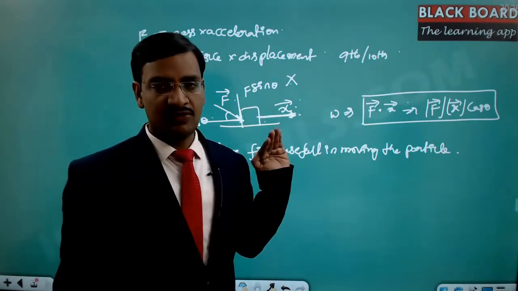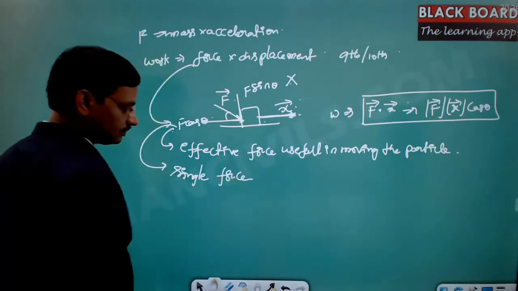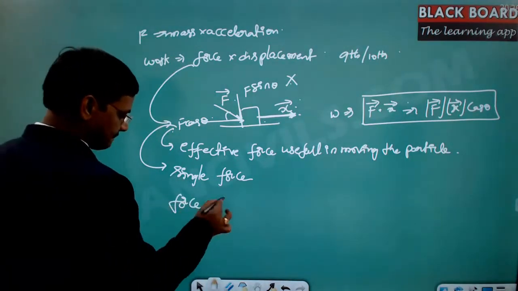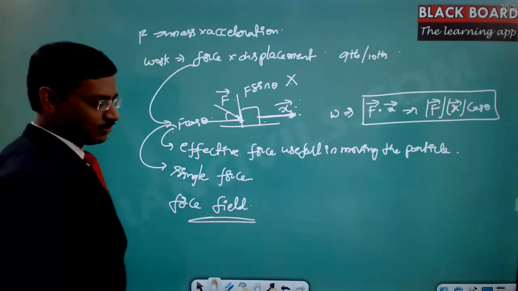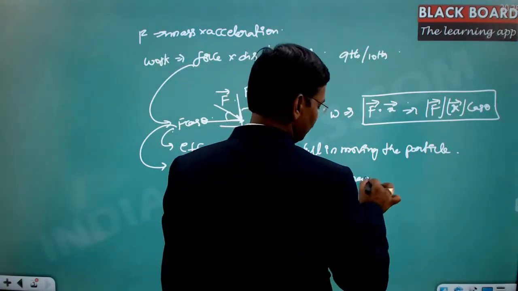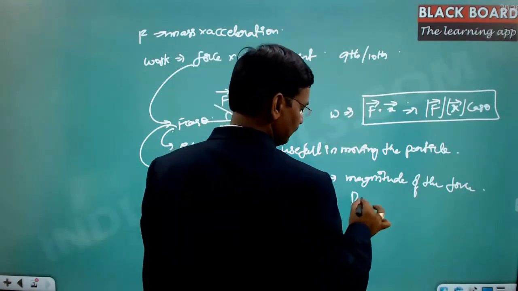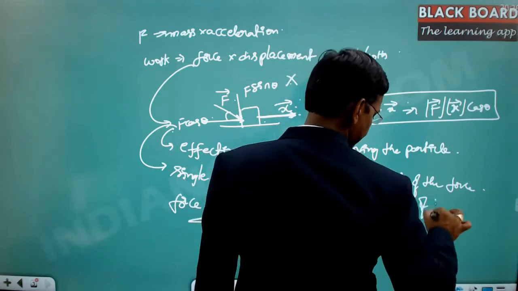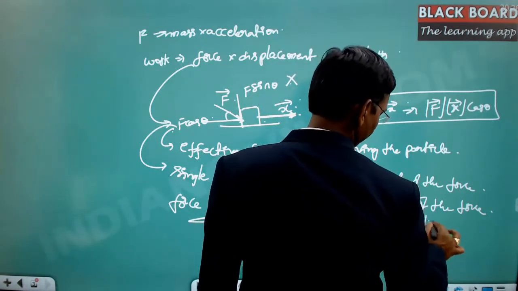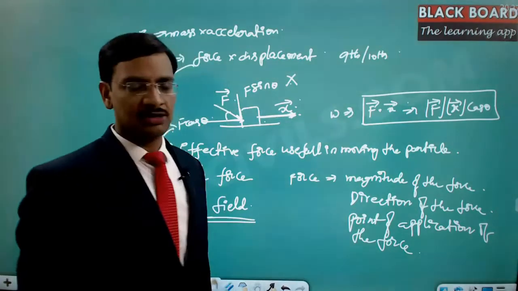Now, till now, whatever we have been talking about is a single force. And now at graduation level, the discussion is extended further to the force field. So the force field means, suppose the force always has three different characteristics. One is the magnitude of the force. The second one is the direction of the force. And the third one is the point of application of the force. So these are the three important parameters of any particular force we were talking about, right?